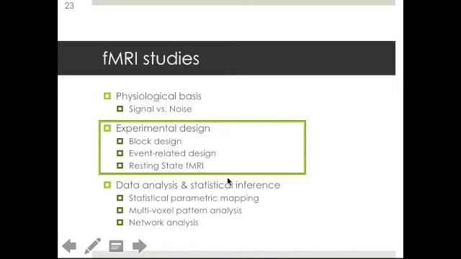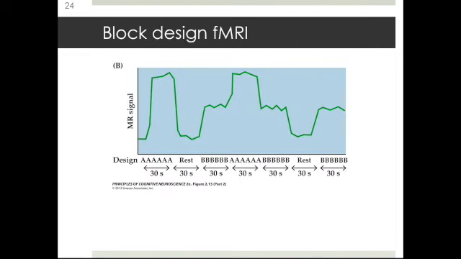Now, having talked about the physiological basis of signal to noise, and how both signals make the signal to noise ratio visualizable in fMRI, let's talk about how we design experiments for fMRI studies. There are a few different major types of fMRI studies, the simplest of which is a block design.